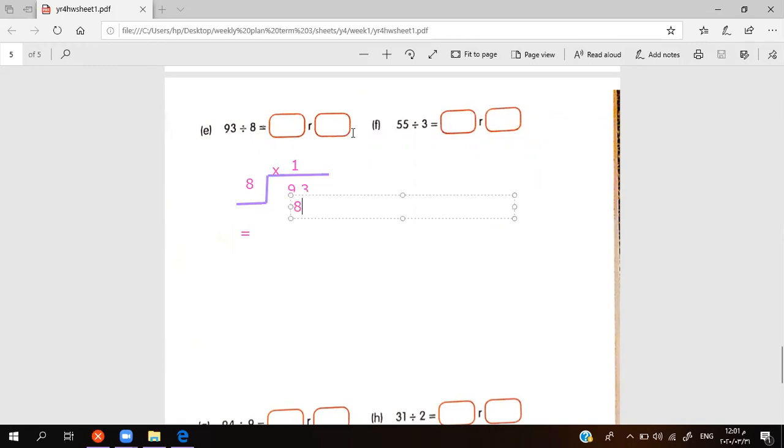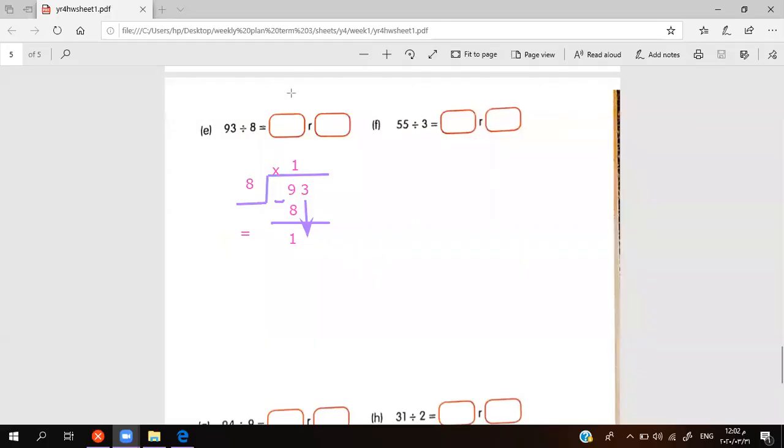Like this, I multiplied and I wrote my answer. Now it's time for the coming step, which is the minus. 9 minus 8, it's gonna give me a 1. And then I will make the number go down.